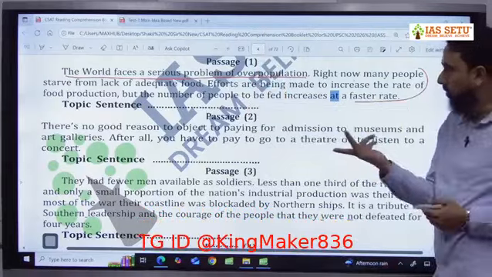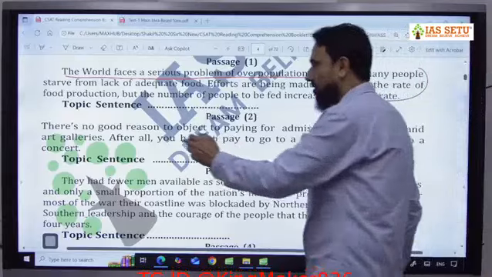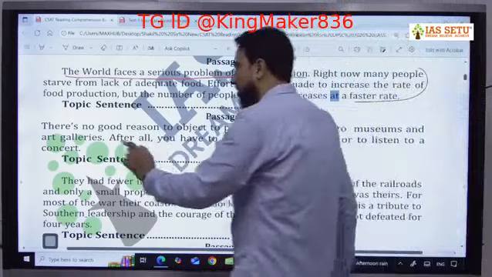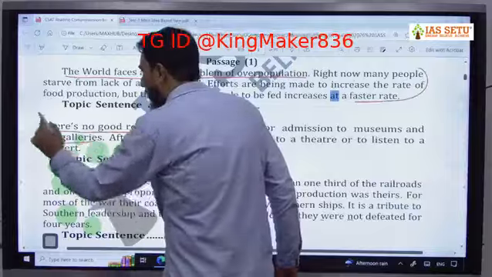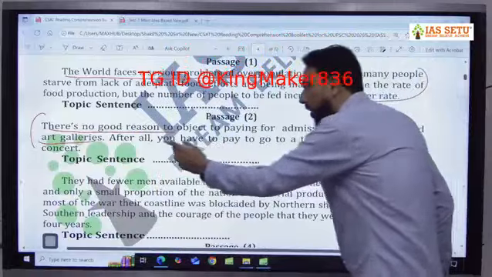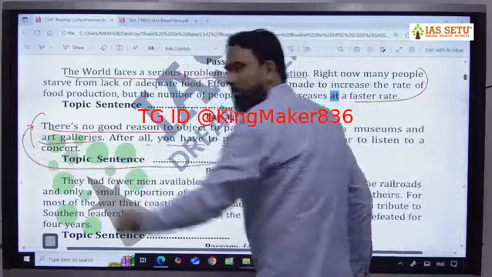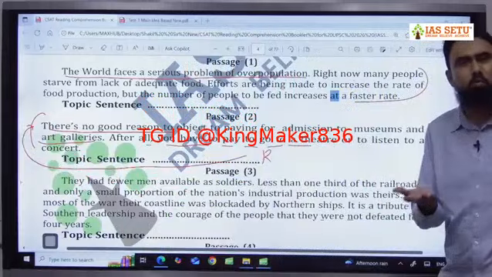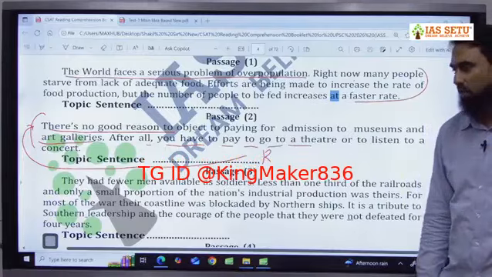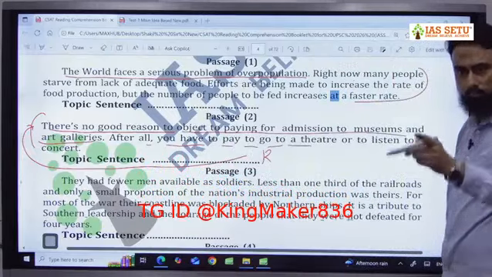Very simple. Just 2 sentences are given there and it's a persuasive one. An author has a point to establish. There is no good reason to object to paying for admission to museums and art galleries. There is no good reason. Why? Just like, after all, you have to pay to go to the theater. It means the second part is used as a reason to justify the first one. Yes? The second one is a supporting part, the author's logic to establish his first point. So the first sentence is the topic sentence. Yes? Okay.